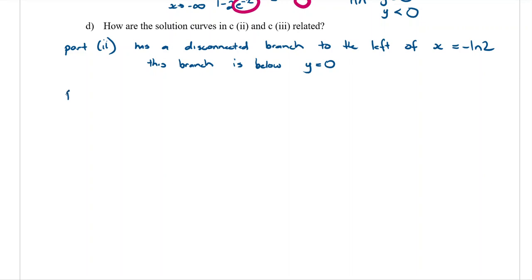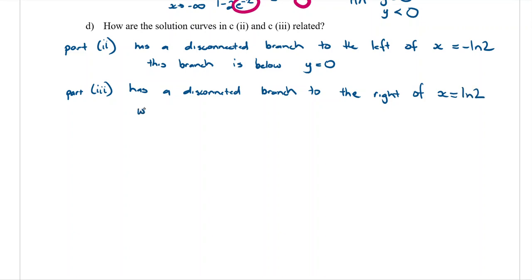And the reverse happens for part 3. It has a disconnected branch to the right of x equals ln of 2, which would have been above the y equals 1. So in general, each solution of the differential equation above y equals 1 is paired with a solution that is below the y equals 0. Okay, so yeah.